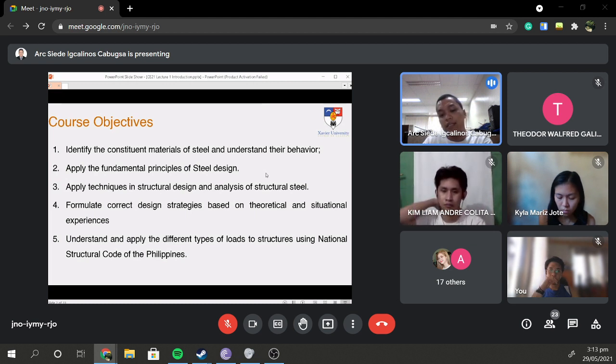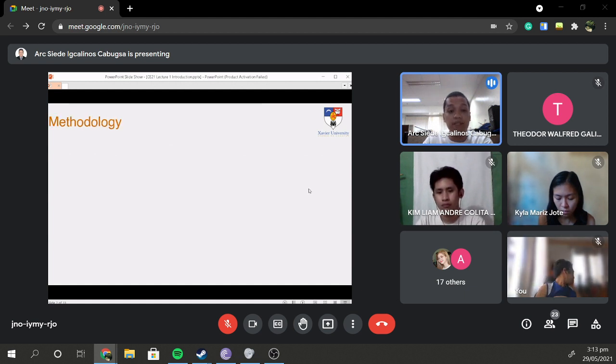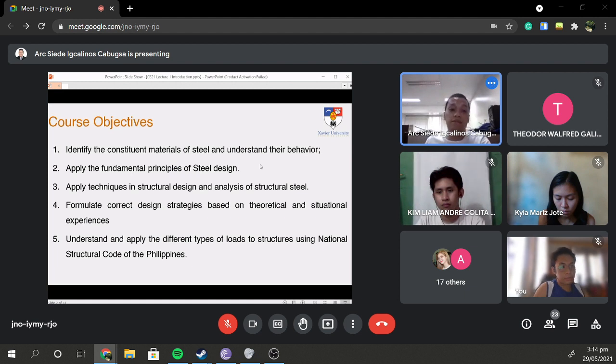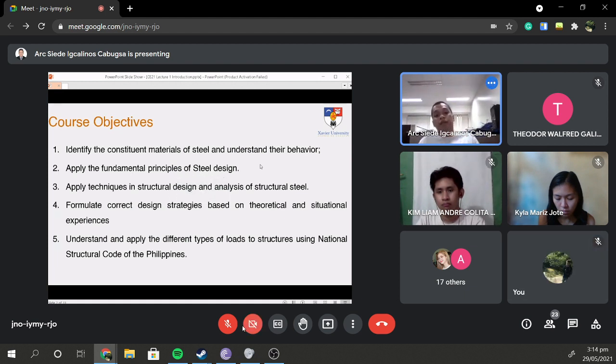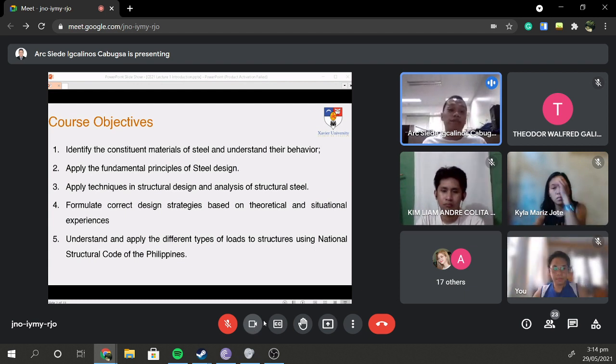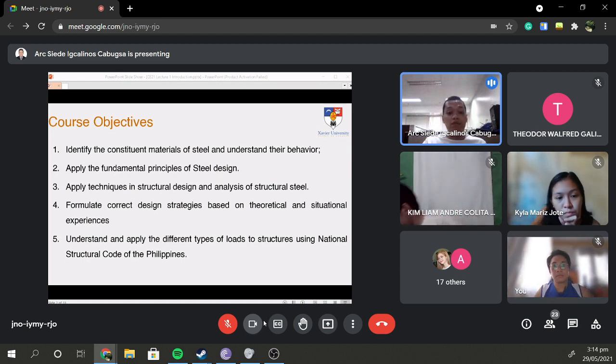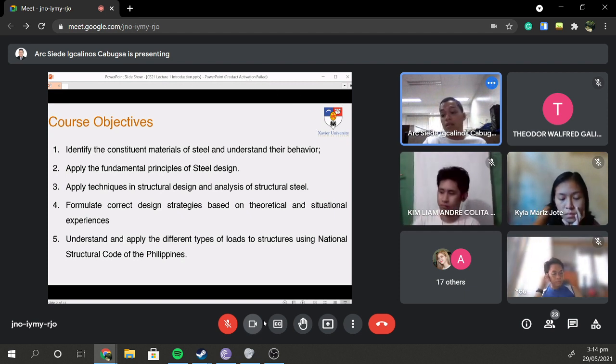Formulate correct design strategies based on the theoretical and situational experiences, and understand and apply the different types of loads to structures using National Structural Code of the Philippines. All right. So, kini, no, natay course objectives. Although kini nga course objectives mo ni akong gibuhat kadto pang before COVID. So dagan siguro parts ani nga medyo i-simplify nato og maayo. Focus lang ta dito sa kuan.